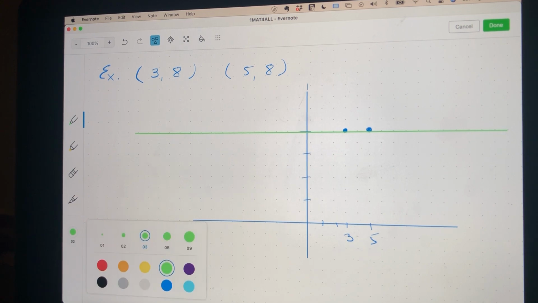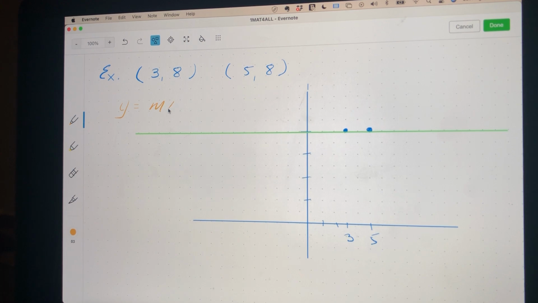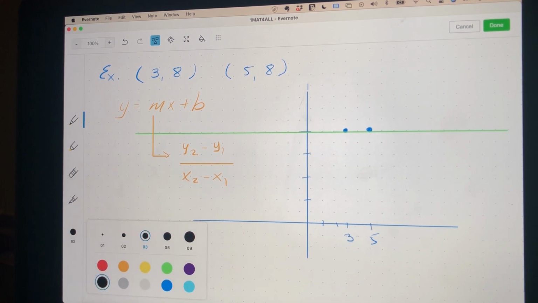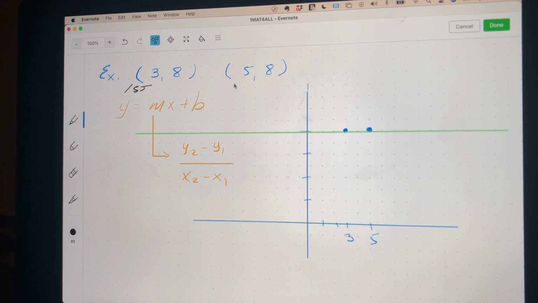To find the equation, we use y equals mx plus b, which is called slope-intercept form. And first we find the slope, and the slope is y2 minus y1 divided by x2 minus x1. It needs 2 points, and we have exactly 2 points. So let's call this the first point, and this the second point. So this is the x from the first, y from the first, x from the second, y from the second.